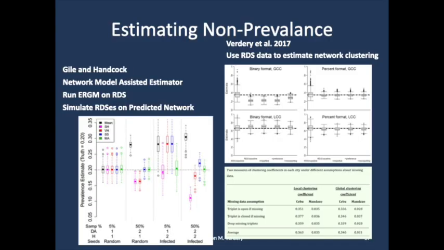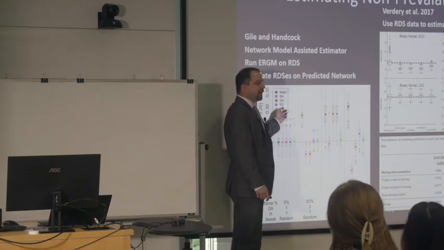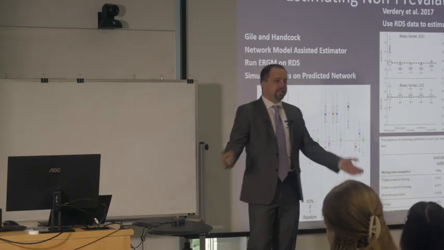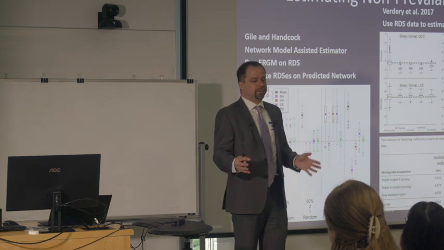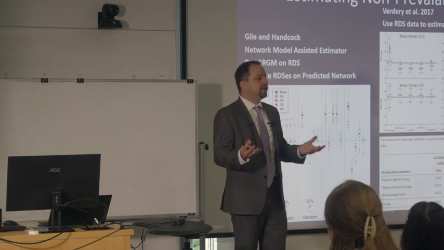There's also a lot of effort in the last 5 to 10 years in RDS to estimate things that go beyond prevalence. One of the estimators that I think is really promising is what Gile and Handcock called the model-assisted mean estimator. In that, they take the RDS data, fit an exponential random graph model to it, and then predict what the network would look like.